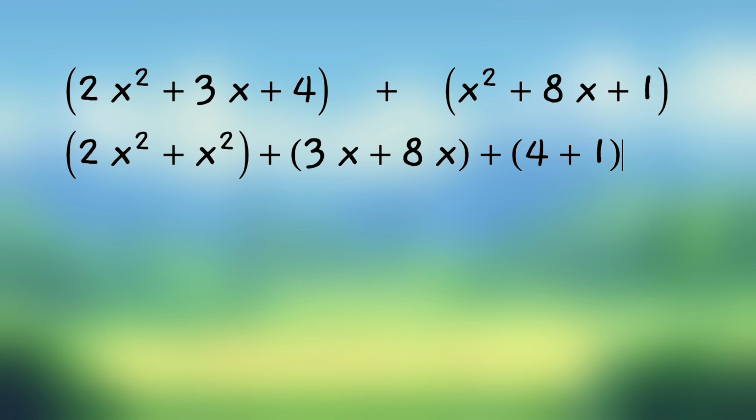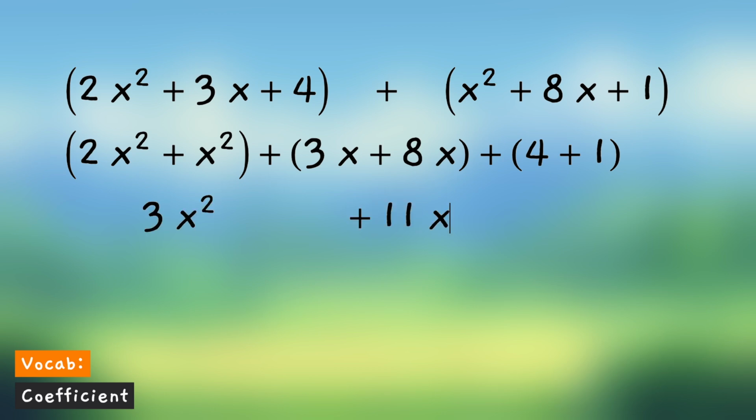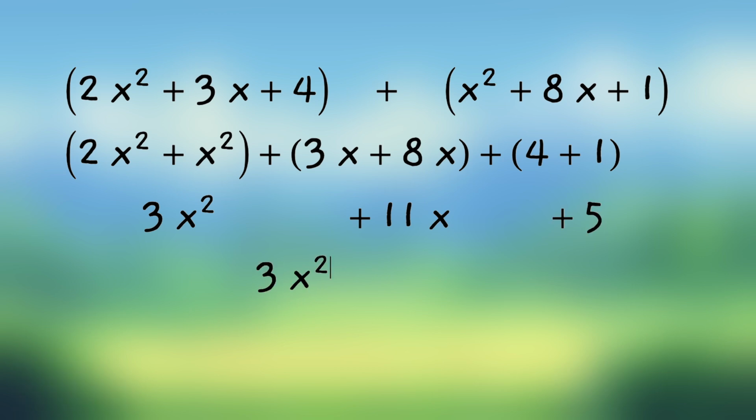Next, we combine the like terms. For this, simply add the coefficients, the numbers in front. This gives us 3x squared, 11x, and 5. So adding these two polynomials gives us 3x squared plus 11x plus 5.